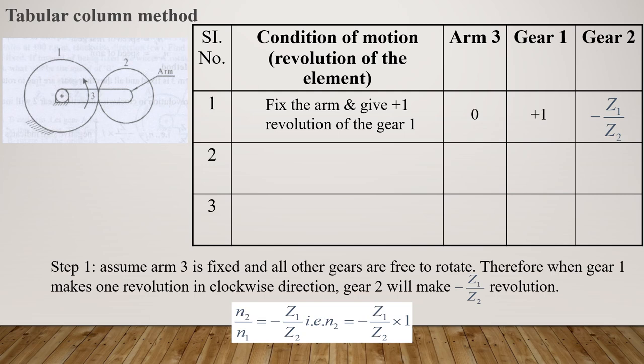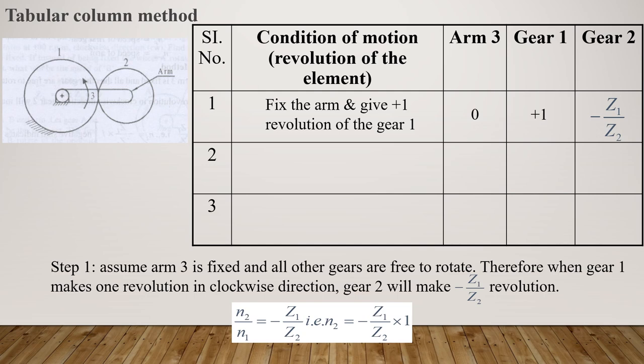So we need the speed value of gear 2. Bring this n1 to the other side. So it will be minus z1 by z2 into, what is the speed of gear 1 here? It is 1. So substitute that 1 here. So remaining is minus z1 by z2. This is the actual procedure to calculate the speed of gear 2.